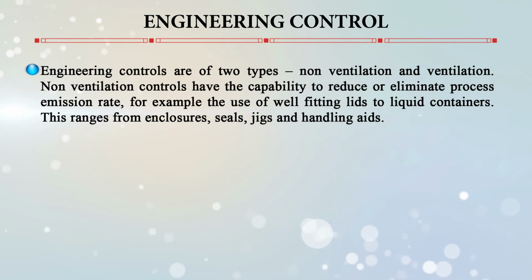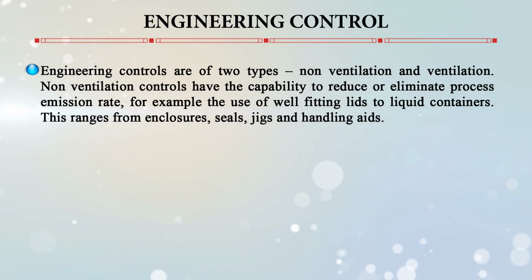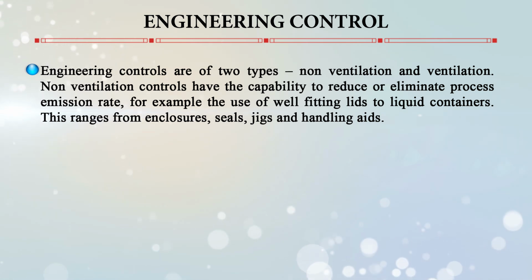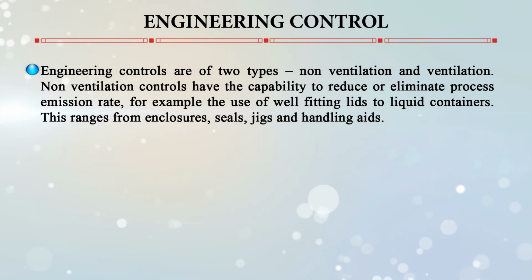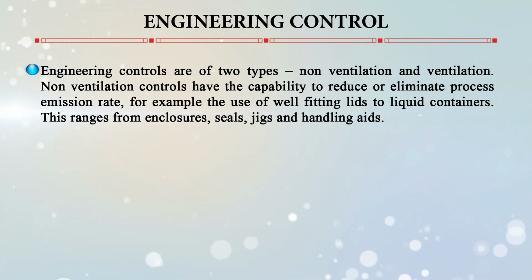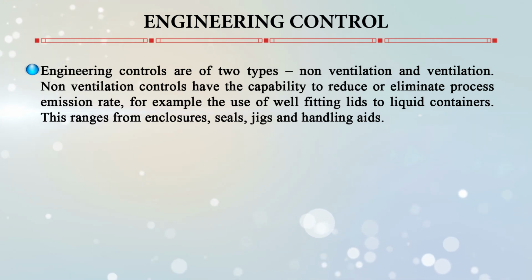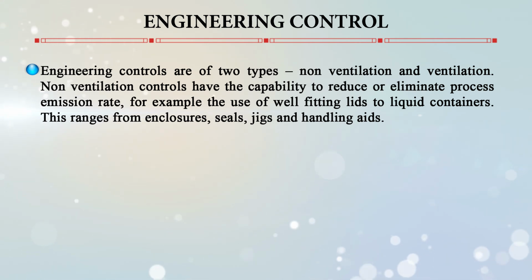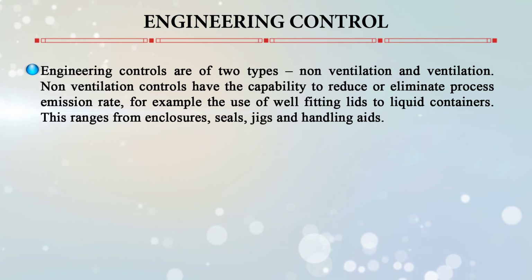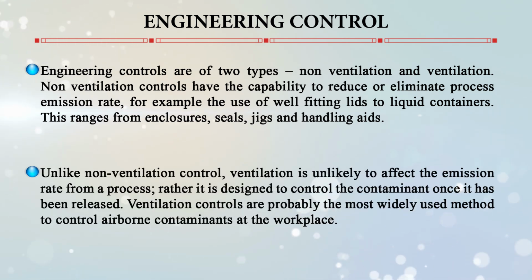Now engineering controls are of two types. You have the non-ventilation and the ventilation. Non-ventilation controls have the capacity to reduce or eliminate the process emission rate, for example the use of well-fitting lids on liquid containers. This can range from enclosures, seals, jigs and also handling aids. Now unlike non-ventilation control, ventilation is unlikely to affect the emission rate from a process. Rather, it is designed to control the contaminant once it has been released. Ventilation controls are probably the most widely used method to control airborne contaminants at the workplace.